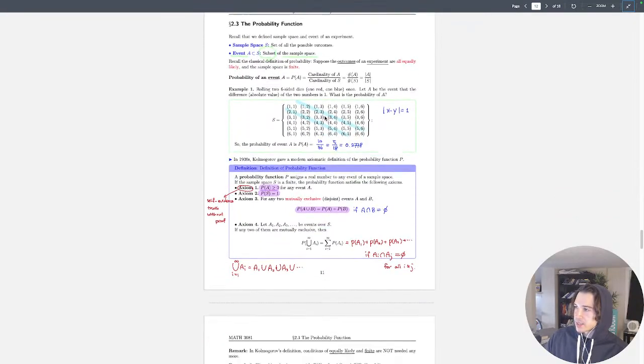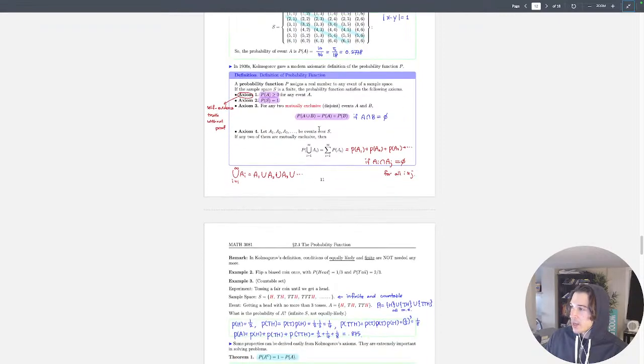All right, the probability function. So sample space, event. The probability of an event is the cardinality of A over the cardinality of S, just the number of A's over the number of S's. So if we're rolling 2 6-sided dice, one red, one blue, and we're looking for an event A, which is that the absolute value of the difference of the two numbers is 1, these diagonal lines are all of the outcomes for which that is the case. And so the probability that we get this case is 10 out of the total 36 possible outcomes.